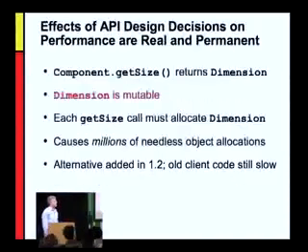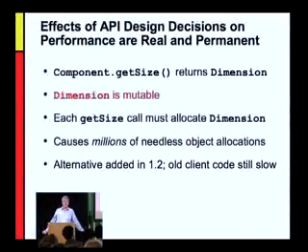Here's an example of an API design decision that led to bad performance. In the original AWT, there was something called a dimension. If you had a component and you asked for its size, you got back a dimension object, which contained 2 coordinates. It's simply a couple of longs that were wrapped. The problem is that the dimension object was mutable. Those longs weren't really wrapped. They were publicly visible, mutable fields.